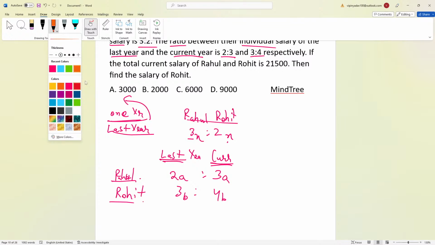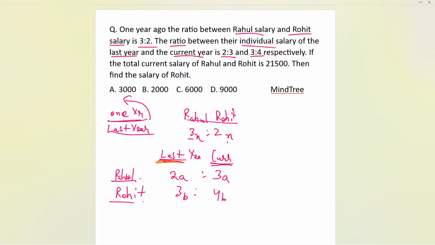The thing that is same is the last year salary of both Rahul and Rohit. So now let us compare. If the last year salaries of Rahul and Rohit are the same, can I compare 3x equals 2a? Can I find the value of a? Yes, 3x by 2. Why are we finding a value? Because I need to put it into the current salary, so I can use this to find the salary of Rohit.